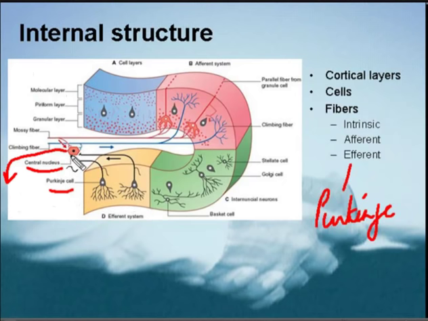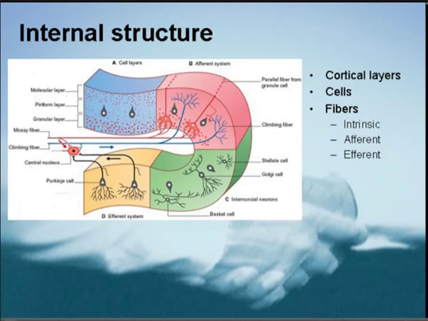Now the basic circuit is, you have mossy fibers which come in, and they synapse on these granule cells. So these are the granule cells. The granule cells send their processes, which synapse on these Purkinje cells. The Purkinje cells then go out and synapse on these central nuclei, and then from the central nuclei they'll go to the various parts.